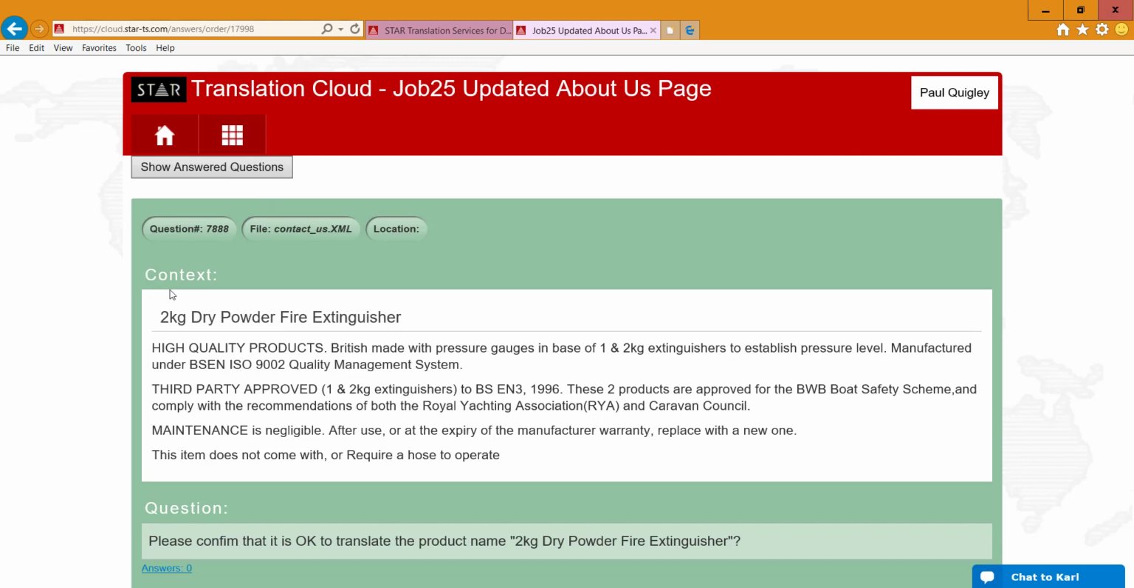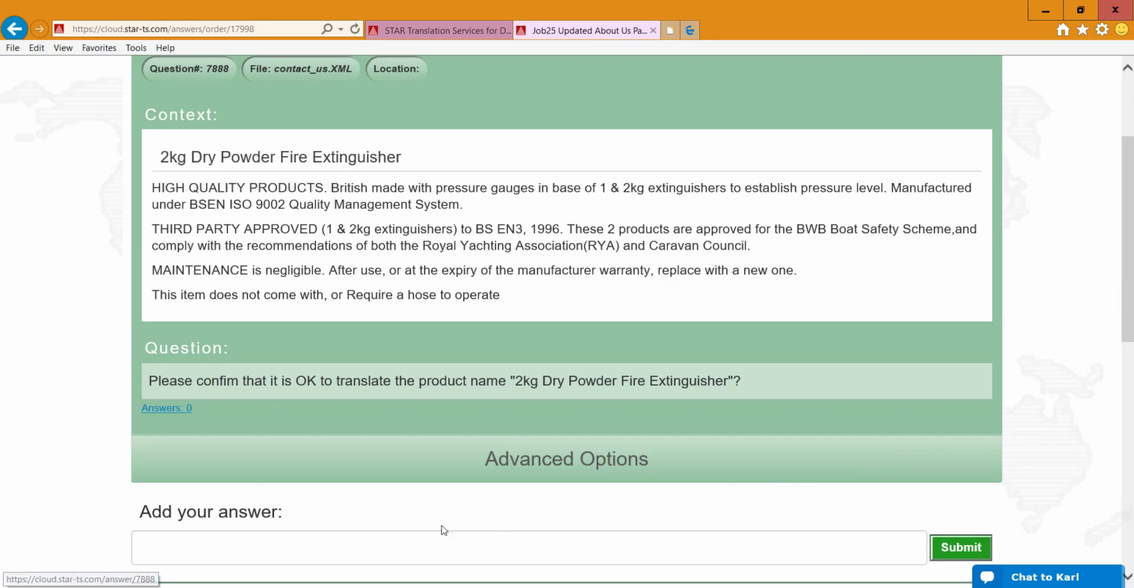So here we have a question number, the name of the file, and maybe a location in the file. We've been provided with the text, and we have the question here. Please confirm that it's okay to translate the product name 2kg dry powder fire extinguisher. So we will answer that.